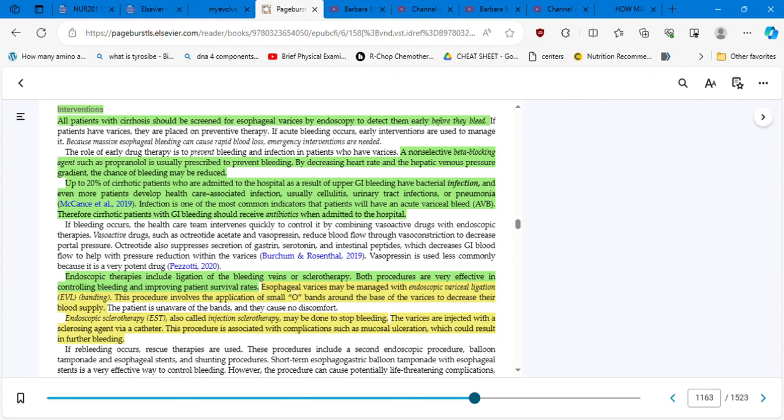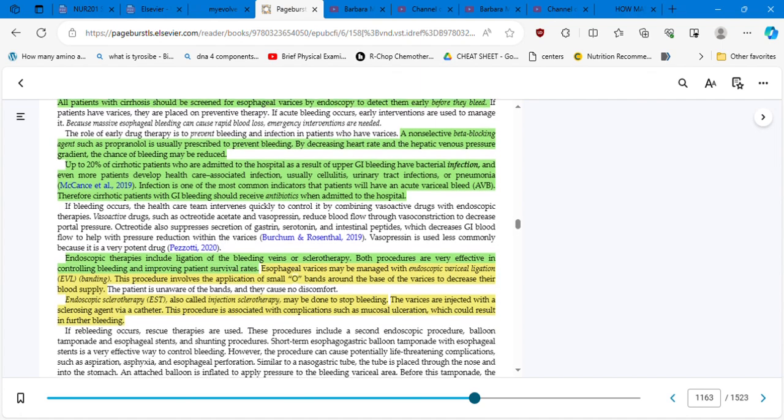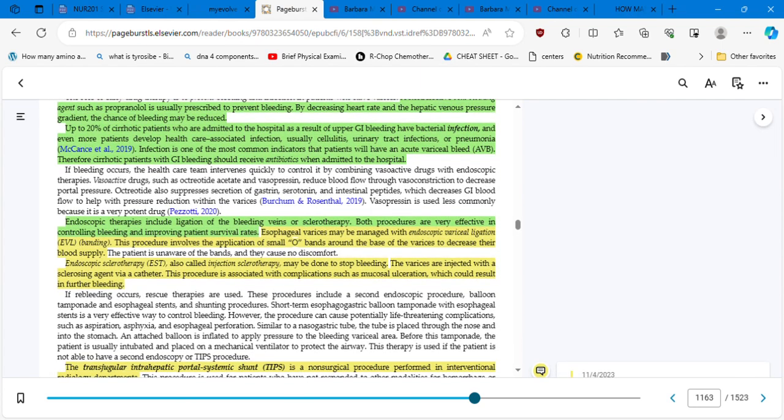Up to 20% of cirrhotic patients who are admitted to the hospital as a result of upper GI bleeding have bacterial infection. And even more patients develop healthcare-associated infection, usually cellulitis, UTI, or pneumonia.